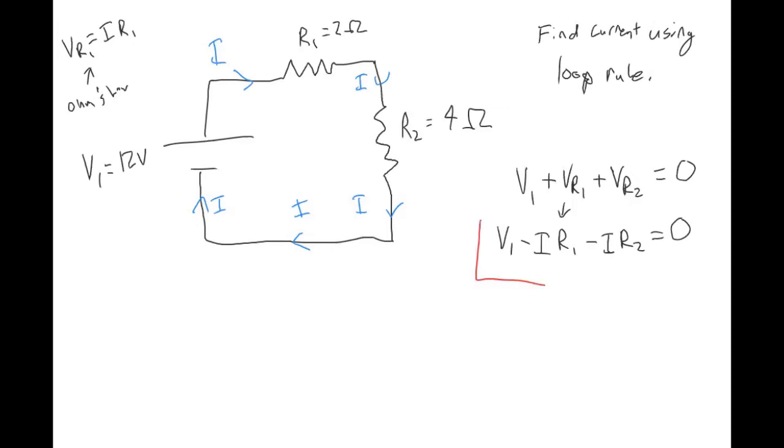So this is a loop rule equation. If I look at this equation, how many unknowns are there? There's just one, right? We don't know the current. We're given V1, we're given R1, and we're given R2. So we can solve this equation. First I'm going to factor out the current.